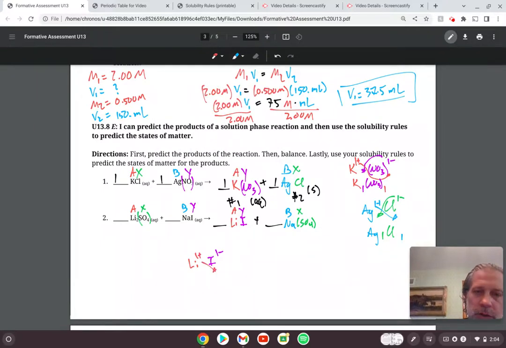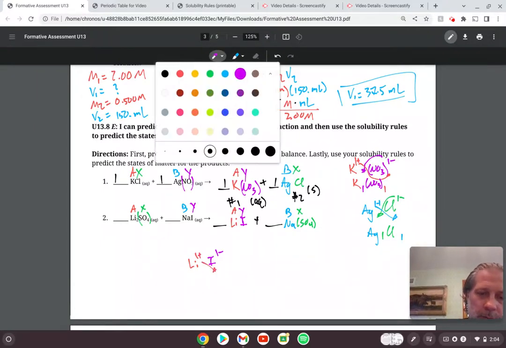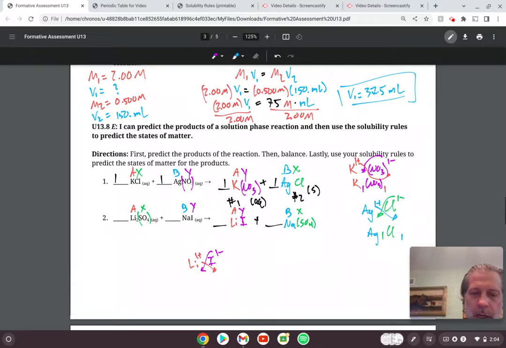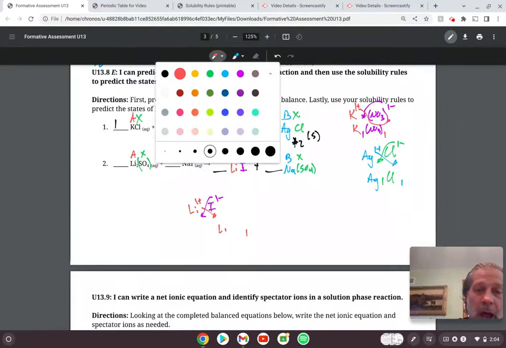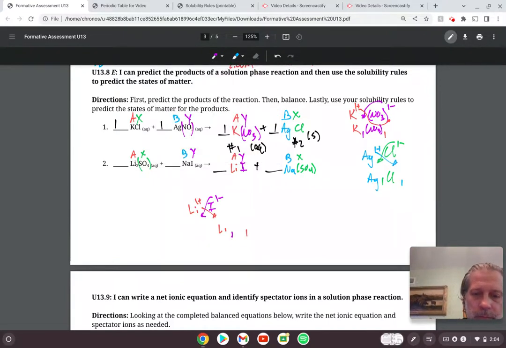We're going to crisscross those charges down just like we did up above. And we're going to get Li1, I1. And that one works out the way that it is. The common mistake that students make here is they want to bring a 2 across after the Li, and they can't do that because we checked our charges and it doesn't work out that way.